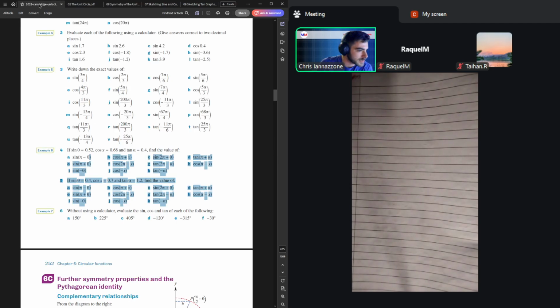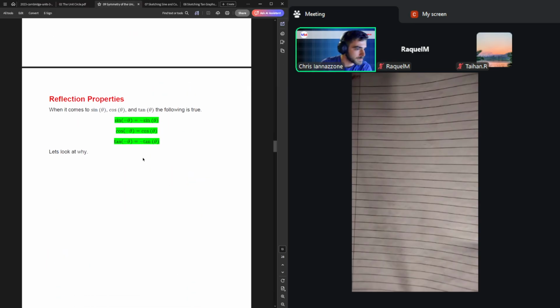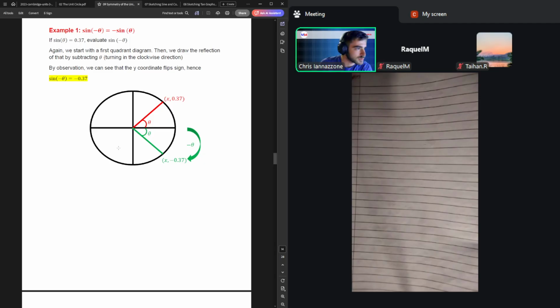Actually, there were a few negatives, weren't there? Yeah, there were. Okay, let's do that. And the last few we'll look at before we do some practice here is going to be the negative versions. So what does that mean?